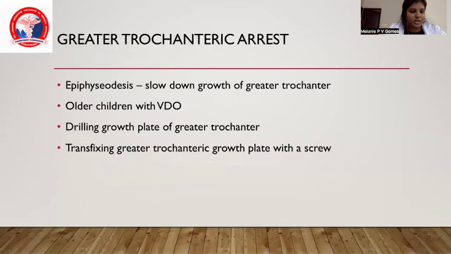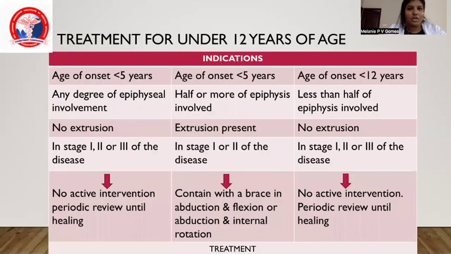Greater trochanteric arrest. Epiphysiodesis slows down the growth of greater trochanter. Older children with VDO, drilling growth plate of greater trochanter and transfixing the greater trochanteric growth plate with a screw. Treatment for under 12 years of age.